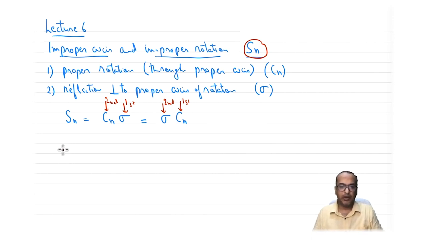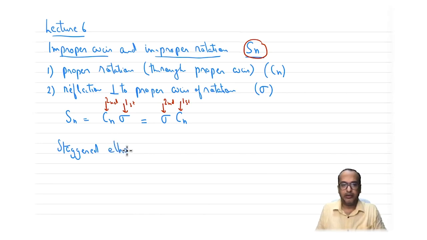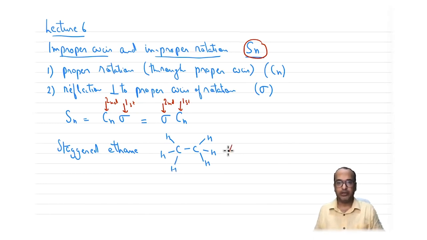So let us look at an example of staggered ethane. How do you draw this molecule? So we have C, C, H, H, H, right? You must have seen this drawing earlier, but in symmetry class, you will never draw a molecule like this, because it does not tell you the orientation of each hydrogen. The next best thing is to draw it in a way which also does not give great details, but is still better. This one would actually be the eclipsed ethane.